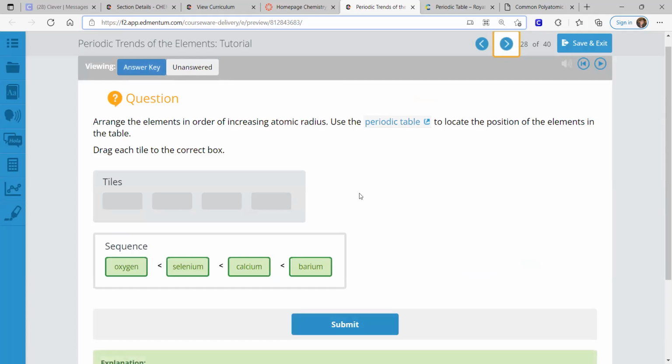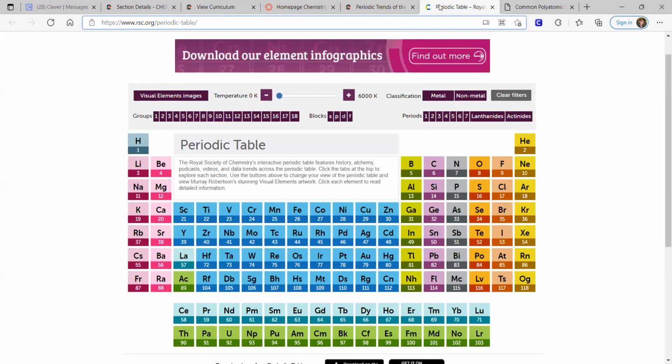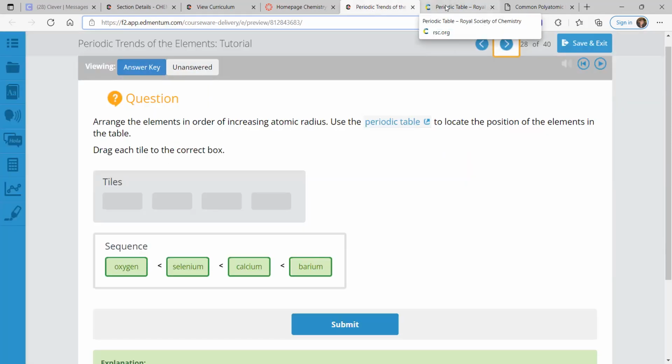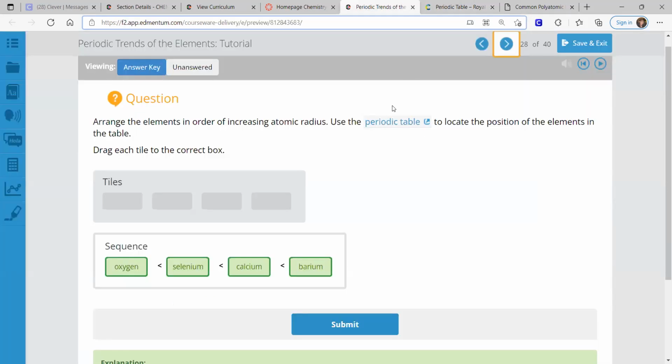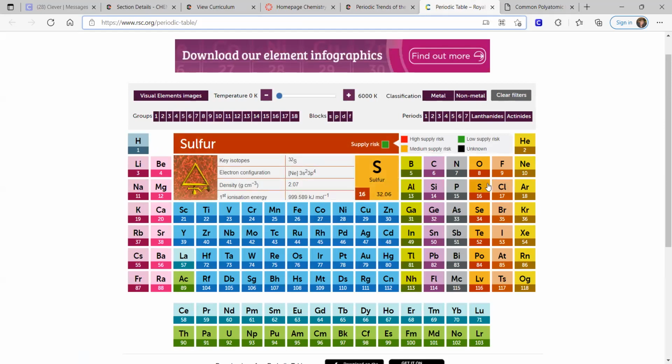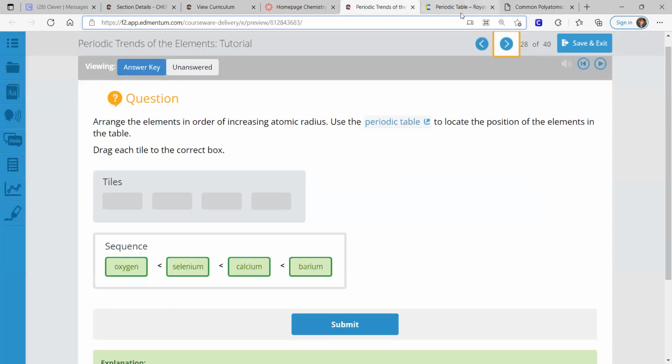It says arrange the elements in order of increasing atomic radii: oxygen, selenium, calcium, barium. So here's oxygen, selenium, calcium, and barium. Okay. So you're starting off at oxygen, and then you're moving to the left and down. They're following that trend.